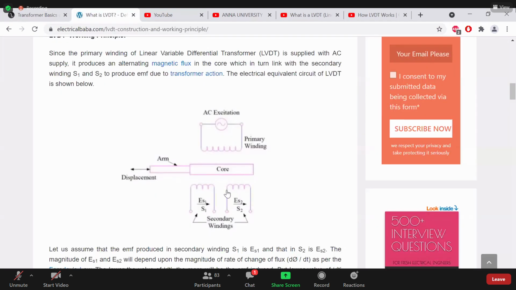So here we have secondary 1 and secondary 2 coils.